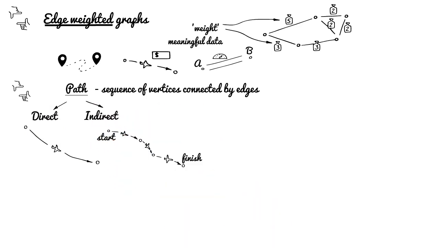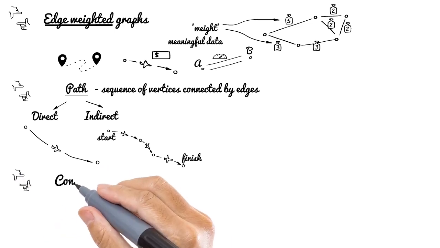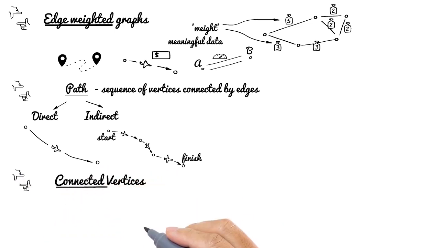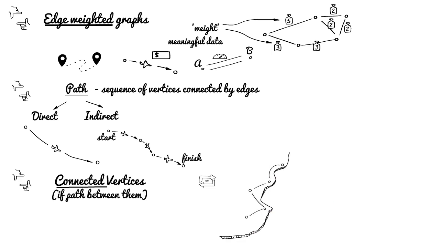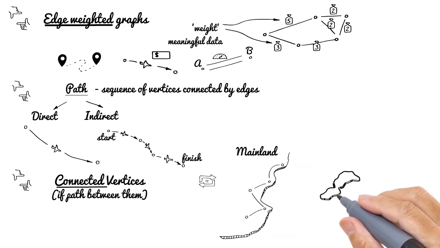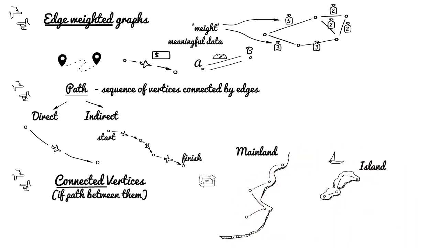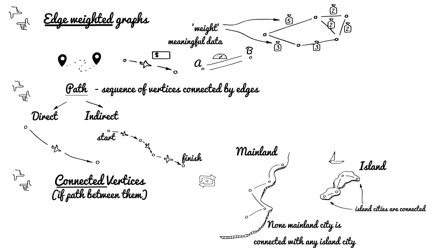Term closely related to path. Two vertices are connected if there is a path between them. Just imagine several cities as graph's vertices. Some of them are built on a mainland and some of them on island. They can be connected by paved roads and bridges, our possible graph's edges. If there are no bridges between island and mainland, we cannot find any city on island being connected to any city on a mainland. But two cities within the same island, for example, could be connected.